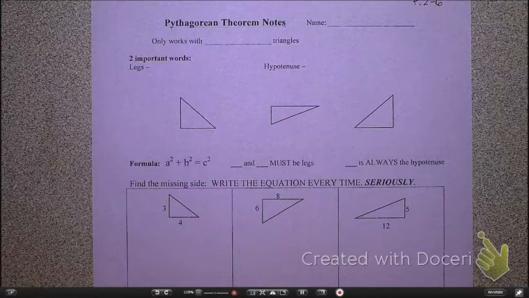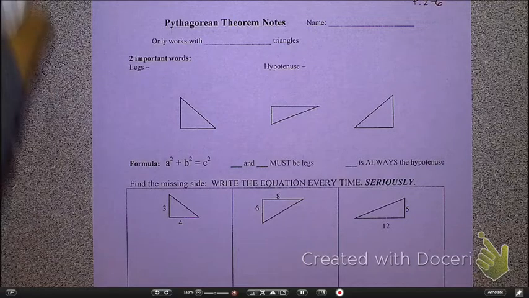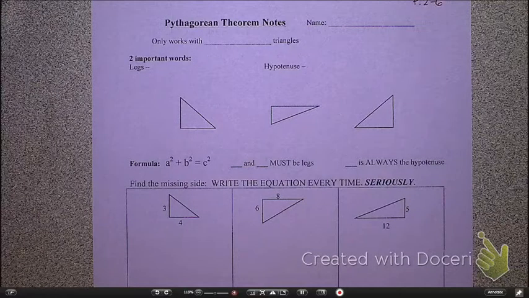Alright, so what we're going to be talking about today is Pythagorean Theorem. How many of you have heard of Pythagorean Theorem before? Okay, a lot of you guys, I think, learned about it when you were in 8th grade, right? Okay, what do you guys remember about Pythagorean Theorem? Raise your hand if there's something you remember that you can tell me. Okay, Aries, what do you remember?